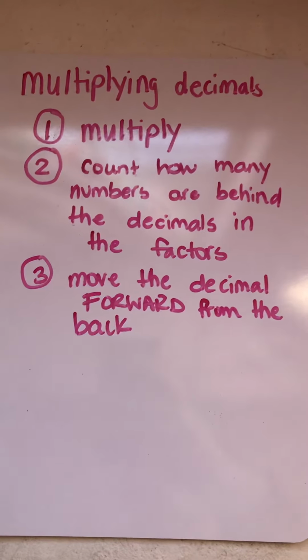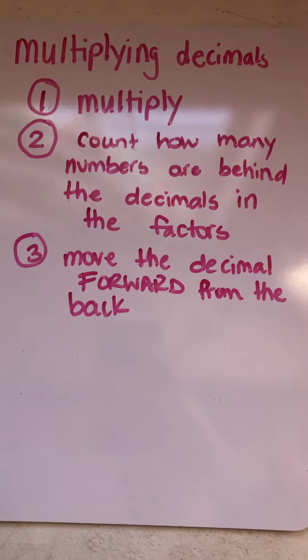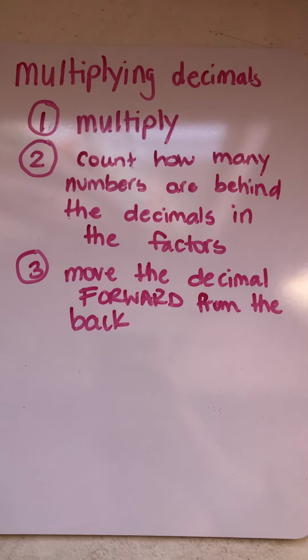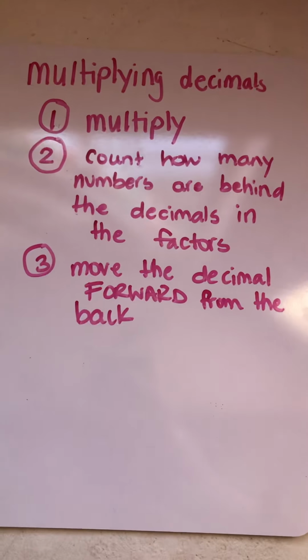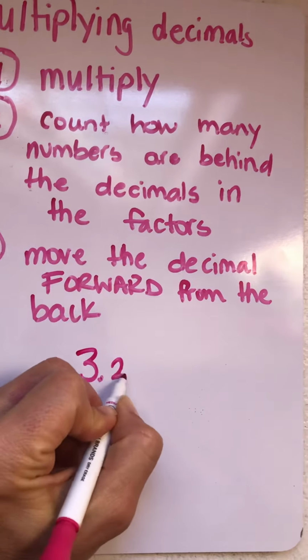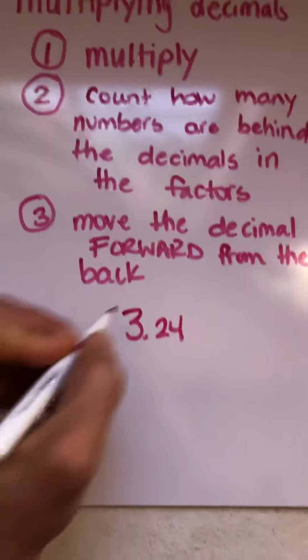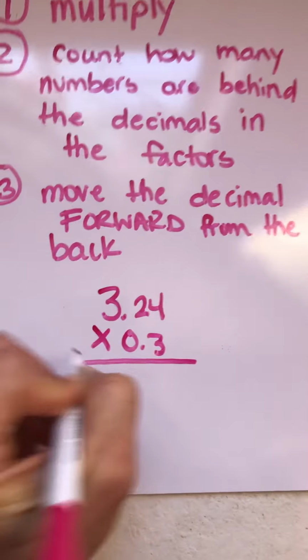So I'm going to show you what this looks like in a couple examples, but this is not what we're doing today. Today, I just want you to practice how to multiply multi-digit factors. But let me show you what we're going to work towards this week. So say you had 3 and 24 hundredths times, let's just say 3/10 in this situation.